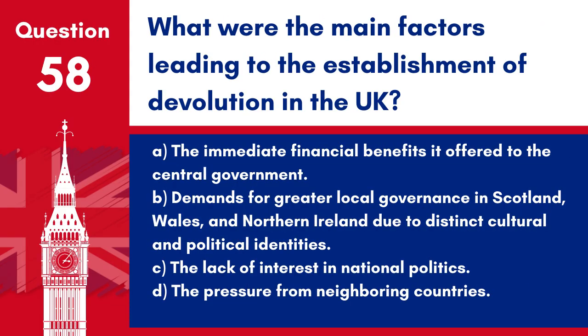Question 58. What were the main factors leading to the establishment of devolution in the UK? A. The immediate financial benefits it offered to the central government. B. Demands for greater local governance in Scotland, Wales, and Northern Ireland due to distinct cultural and political identities. C. The lack of interest in national politics. D. The pressure from neighboring countries.